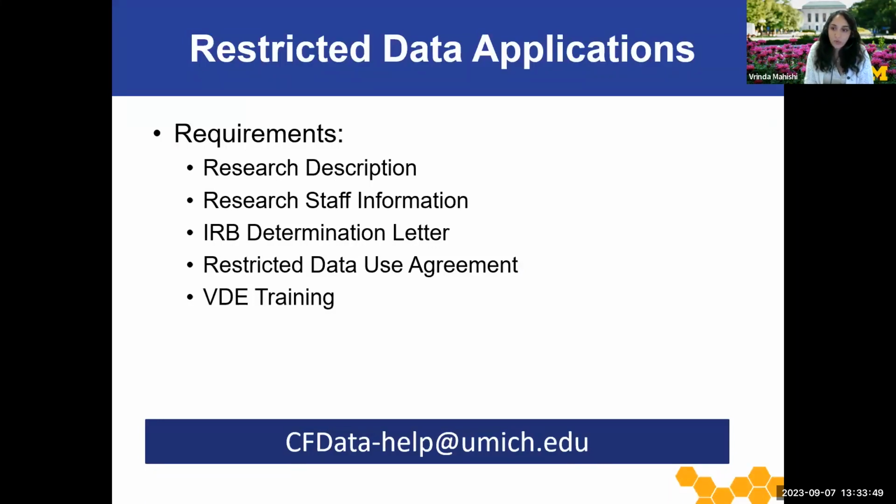The application requires several pieces of information, including a description of the intended research project and why you need the data, a list of research staff, an IRB determination letter, and a signed restricted data use agreement from your institution or organization. For the VDE, users are also required to watch a brief security training video and complete a quiz prior to approval. Archive staff are available to assist you with your application and to answer any questions that you might have along the way.